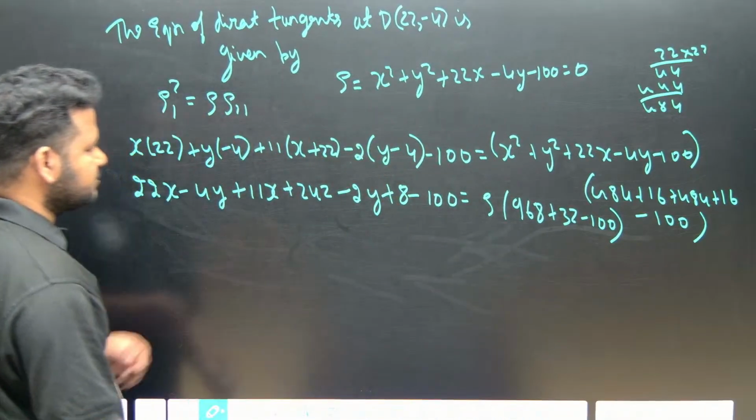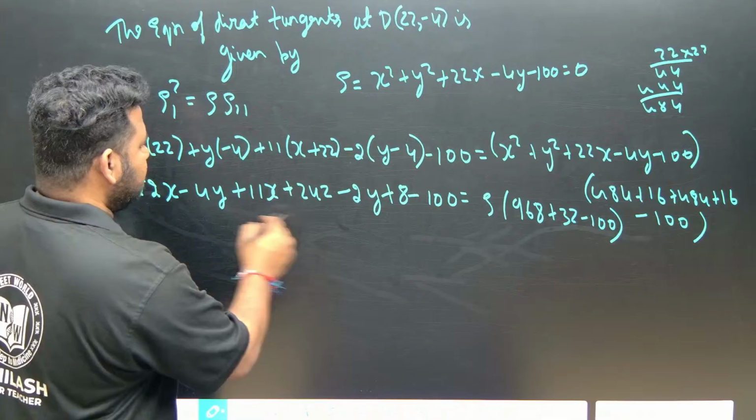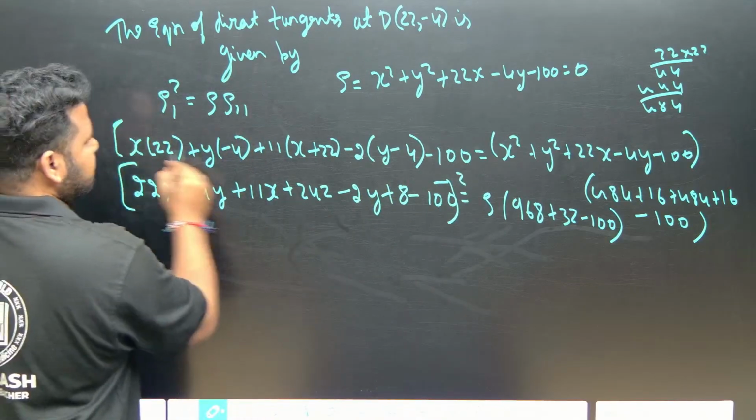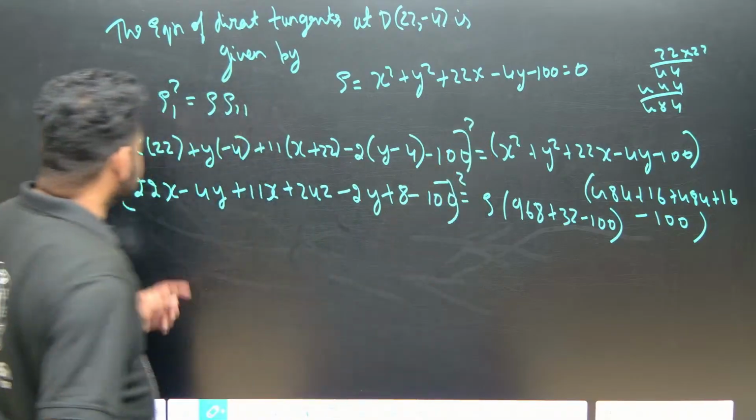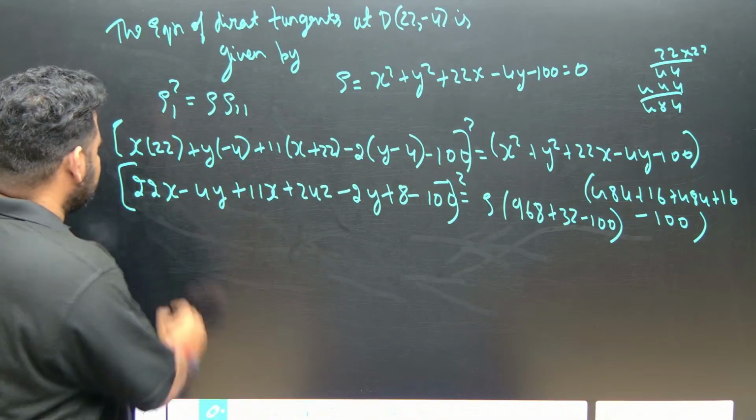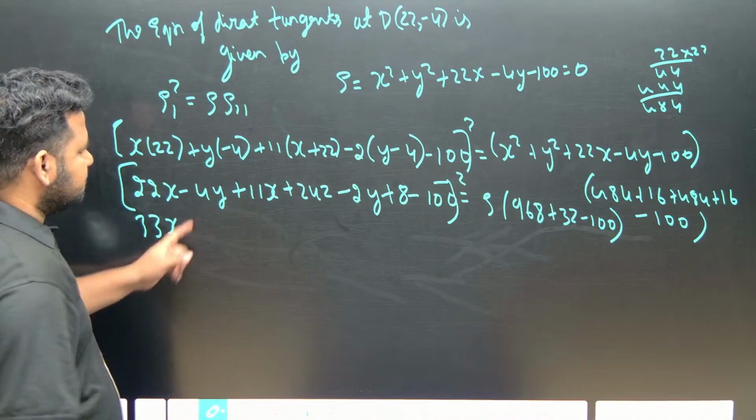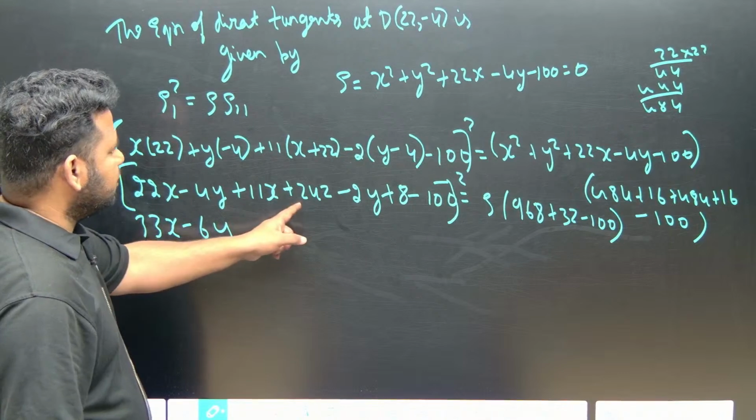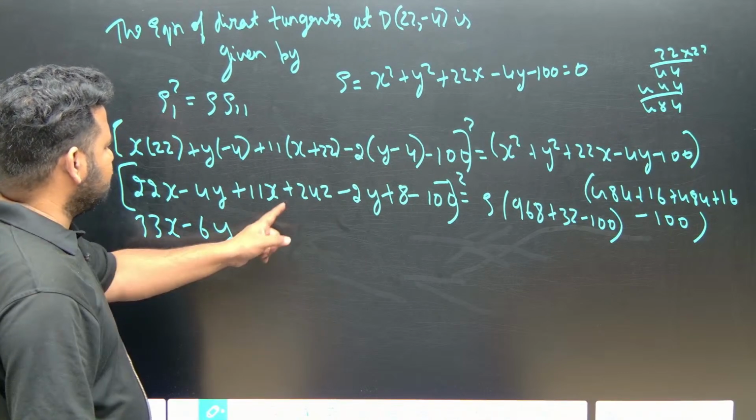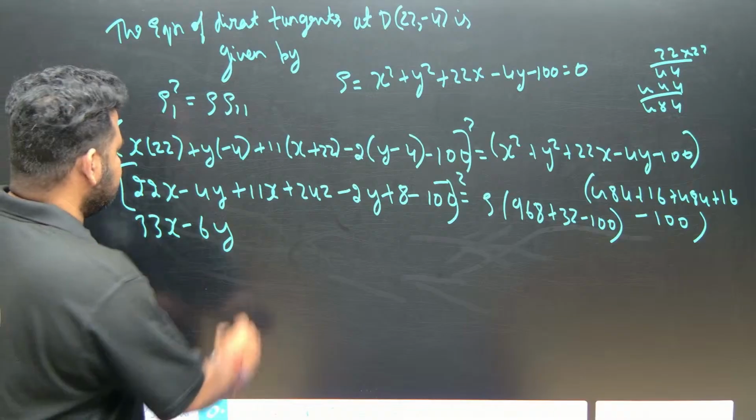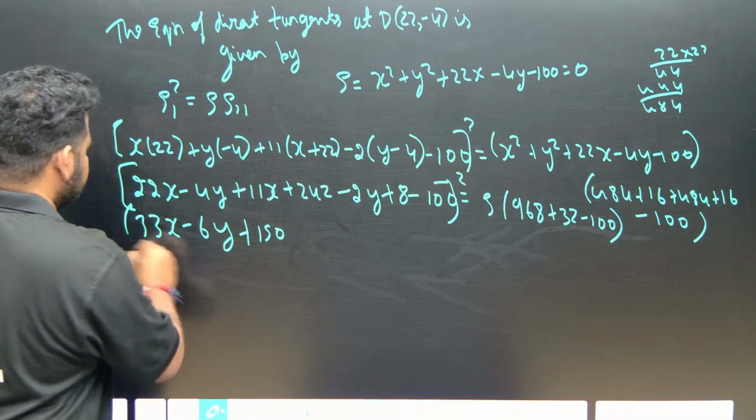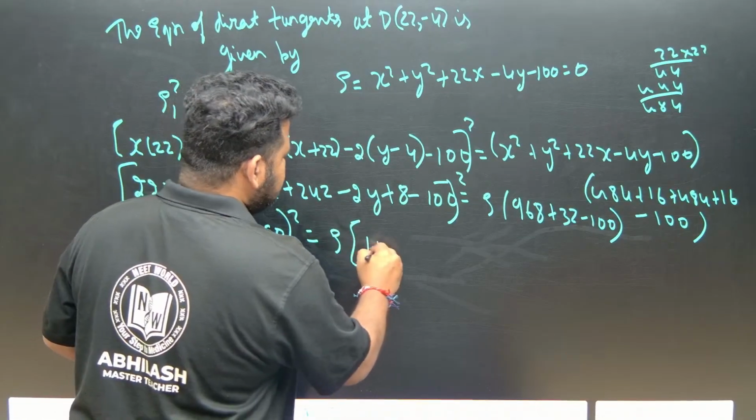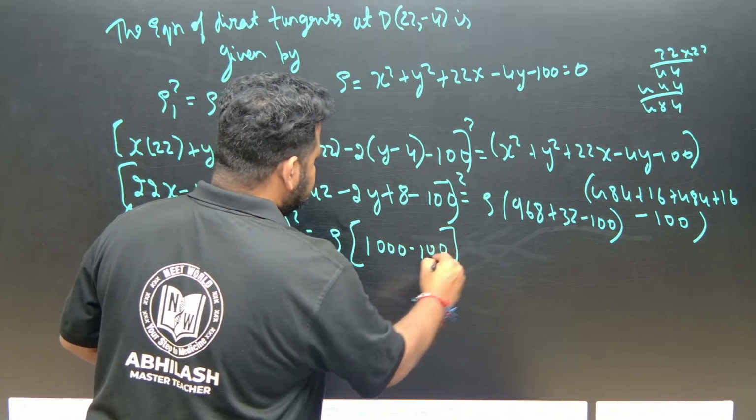Now we will have this. This entire thing under whole square is there, S1 square, so this entire thing under whole square we will have. Now see here, 22x plus 11x, we will have 33x. 4y plus 2y is minus 6y. 242 minus 100 plus 8, so this will be plus 150, whole square. Now this is S into 1000 minus 100.